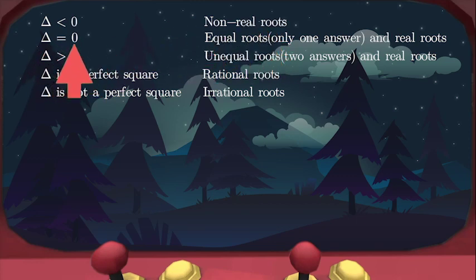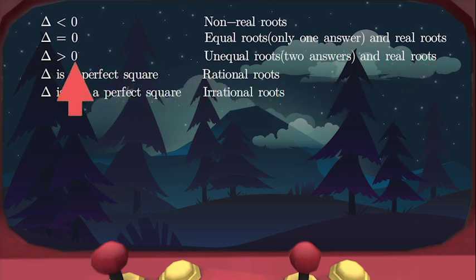When delta is equal to 0, we know that the x answers will be equal roots. In other words, that means that there will only be one answer because both x answers will be exactly the same number. And we will also know that they will be real numbers. Okay, so when delta is equal to 0, we have equal roots, and there will also be real roots. When delta is greater than 0, we know that the x answers will be unequal roots. So we will get two different answers for x, and they will also be real roots.